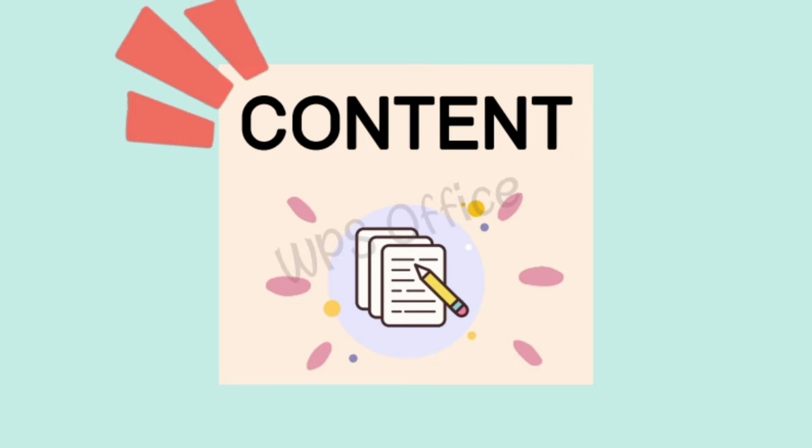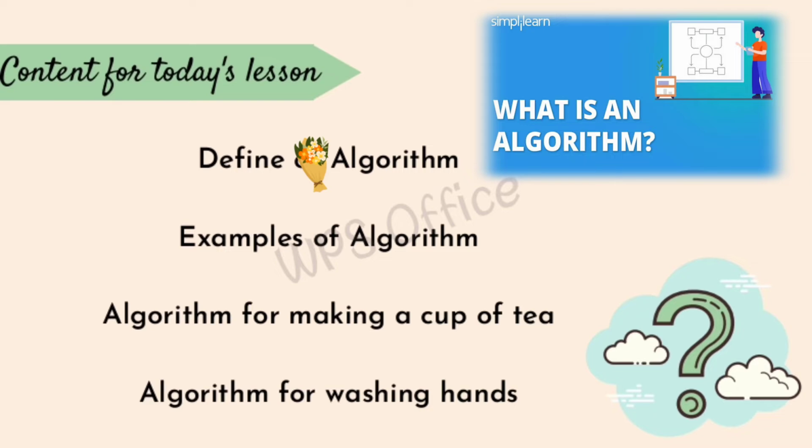You need to understand that tasks can be created in an orderly way through symbols. If we want to create our daily tasks, we need a symbol. Today, we'll be looking at algorithm. When we say algorithm, what do we mean? Not just algorithm, we'll be looking at examples of algorithm for making a cup of tea, algorithm for washing hands.